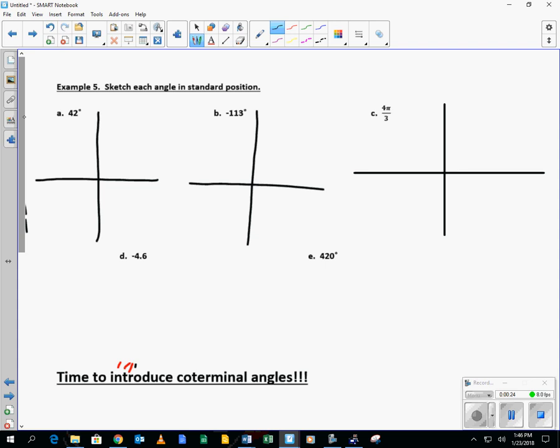Okay, our first goal today is to learn to sketch angles in standard position. It's super easy. Are you ready to go? Every angle has two sides. It has an initial side. The initial side always goes on the x-axis on the right-hand side. Every angle also has a terminal side. That is the ending point of the rotation of the angle. We draw a little arc to show our rotation.